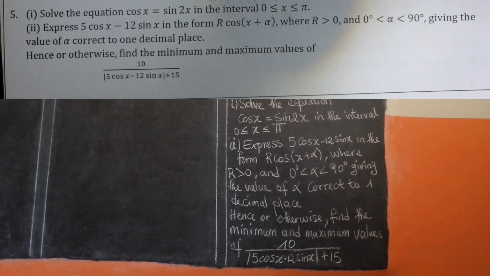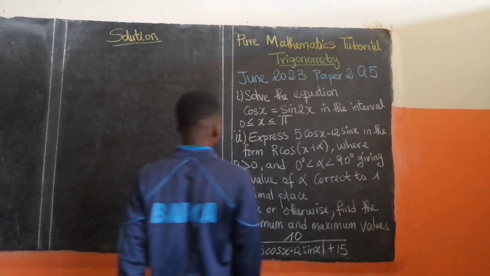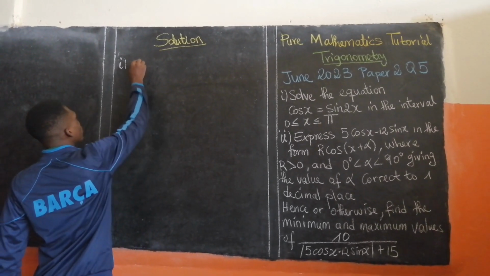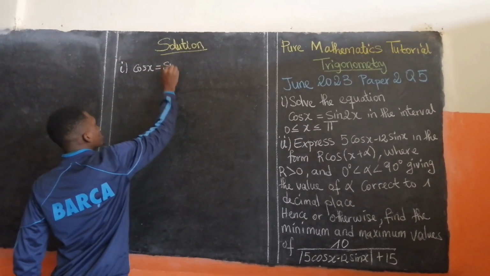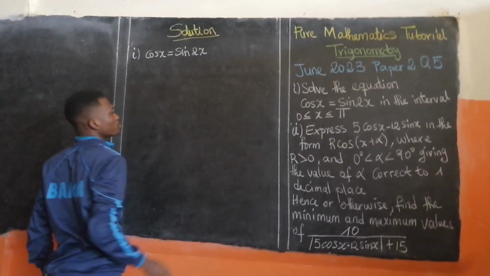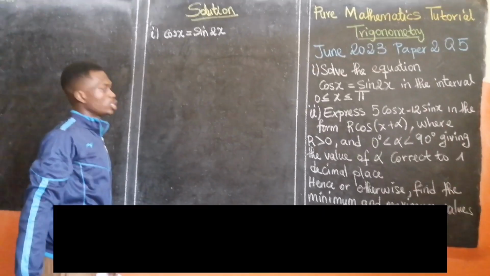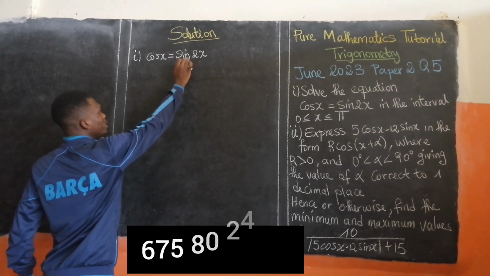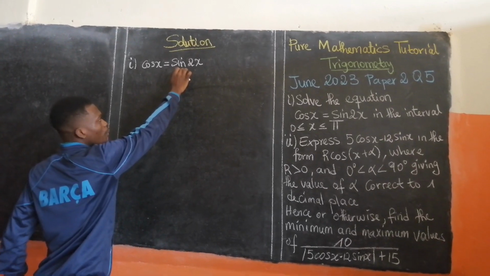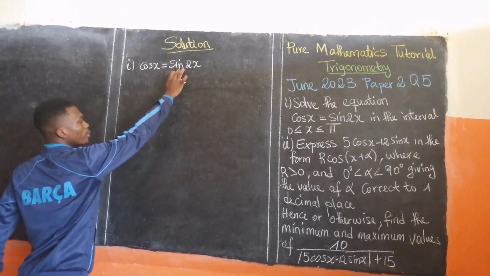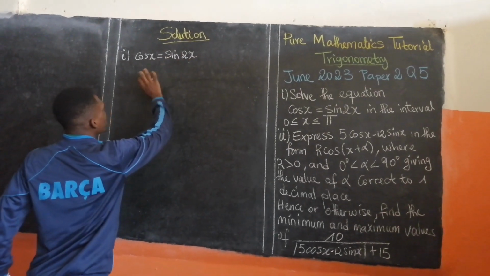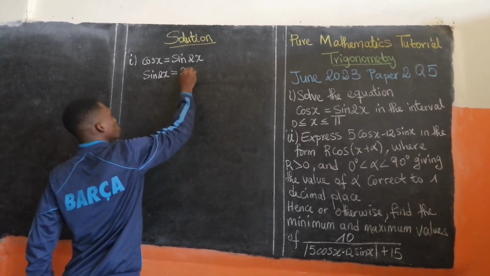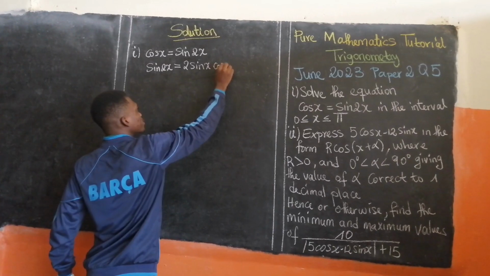Here we are going to solve this equation. Solution. Solving the equation cos x equal to sin 2x. Now, this is what we are going to do. You remember we can use a double angle identity to resolve this. And so we know that sin 2x is equal to 2 sin x cos x.